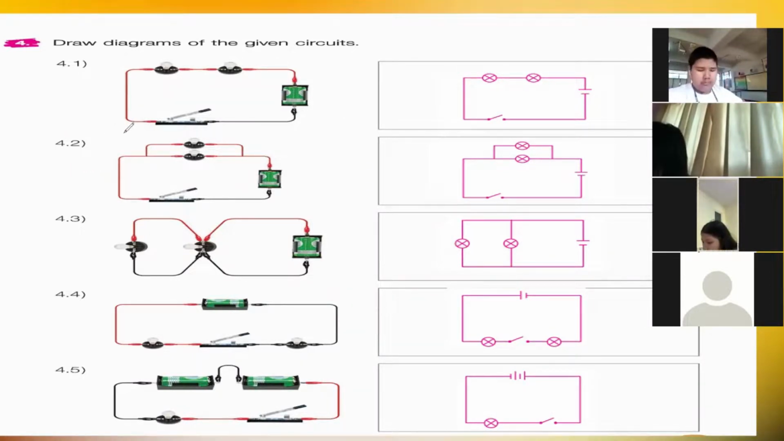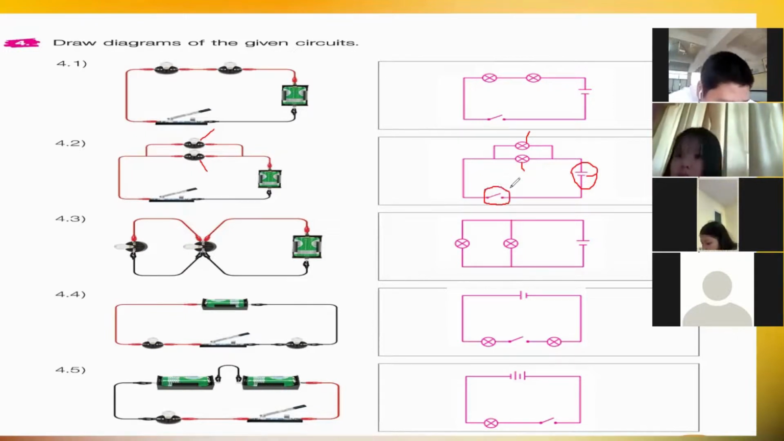And 4.2, as you can see here, they have 2 light bulbs. So these 2 points represent the 2 light bulbs, and that's the electrode connecting with the light bulbs. Similarly, this point is for the battery, and here at the bottom, this point is for the switch, on and off.